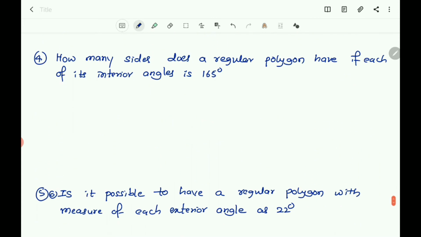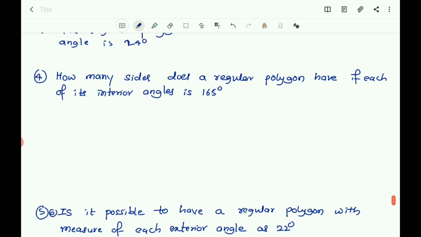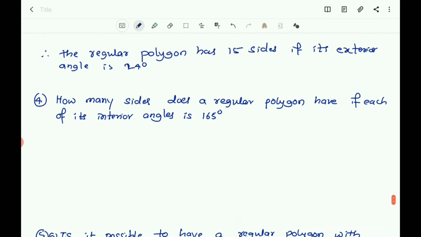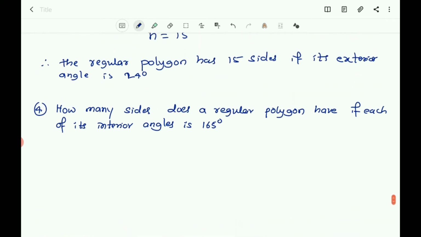Next question, how many sides does a regular polygon have if each interior angle is 165 degree? Again it is a regular polygon. Now here the interior angle is given, which means you can get the exterior angle. Each interior angle is 165 degree means each exterior angle is equal to 180 minus 165 degree, that is 15 degree.